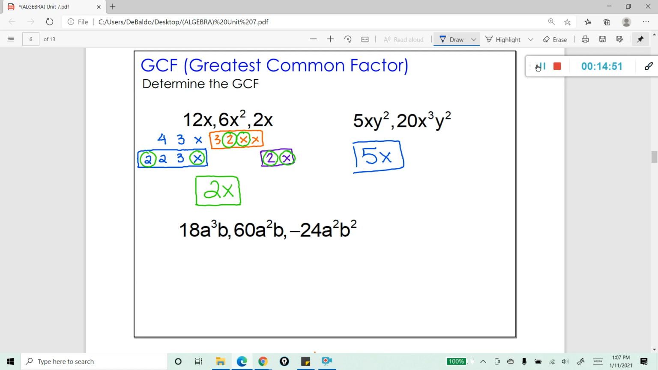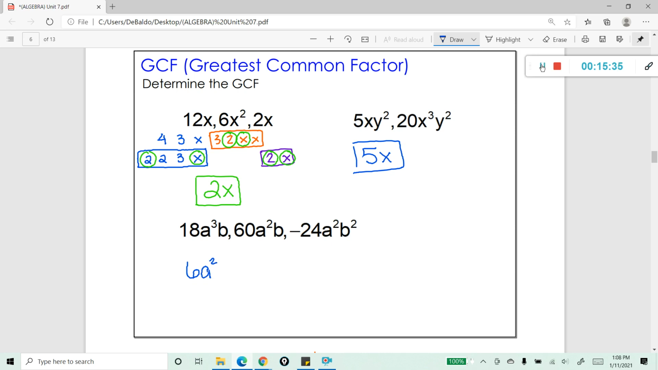Now look at this big one. Three terms here. Let's figure out what the greatest common factor is with this one. I have an 18, I have a 60, and I have a negative 24. If I just focus my attention on the coefficients of 18, 60, and negative 24, the greatest common factor that's in all three of those numbers is going to be 6. So I'm going to go ahead and write 6. Now just focus on the a's. I have 3 in the first term, 2 in the second term, and 2 in the third term. The highest common power is going to be a squared.